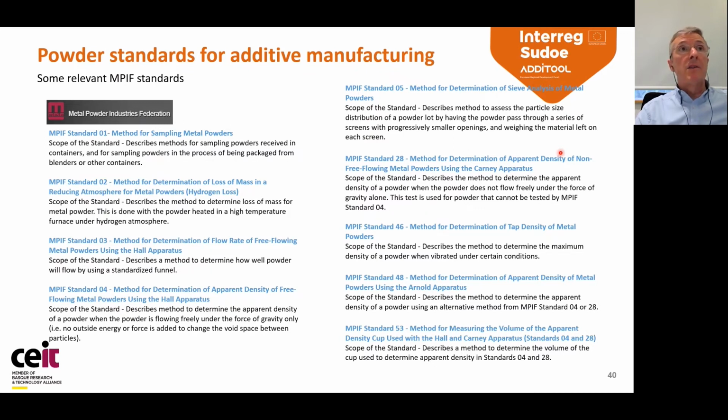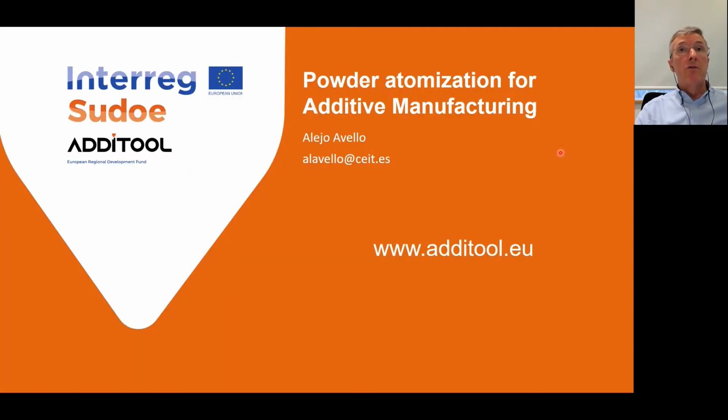And this is my last slide. Here is a number of powder standards for additive manufacturing. There are lots of standards, and this is some of the ones we use. The Metal Powder Industries Federation, which define how to sample powders, how to measure flow rate, etc. And I leave them here in case they're useful to you. And this is the end of my presentation. Thank you for your attention.